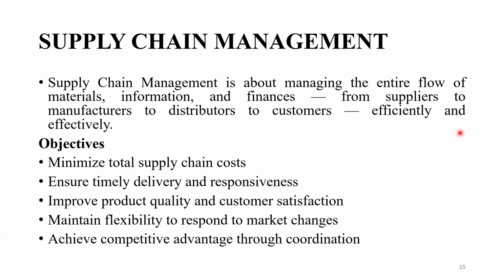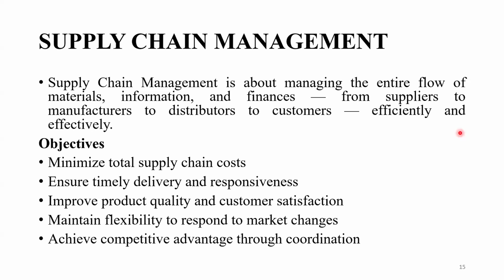So, the objectives of supply chain. The first goal is efficiency, by optimizing transportation, inventory level, and procurement, and cutting unnecessary expenses while maintaining service levels. This is what total supply chain cost is about, along with ensuring timely delivery and responsiveness. As I've said earlier, the right product has to reach the right customer at the right time with the right quality and right price.